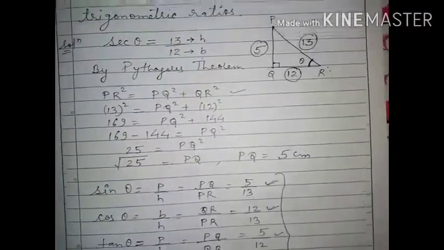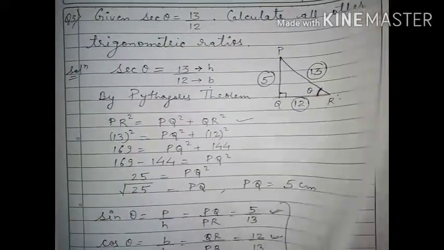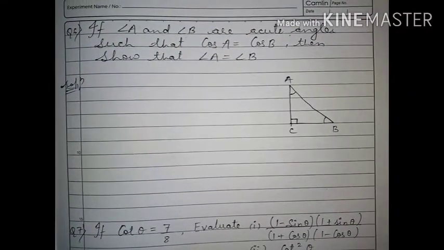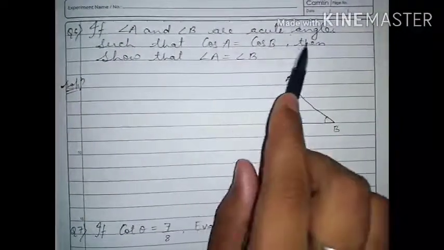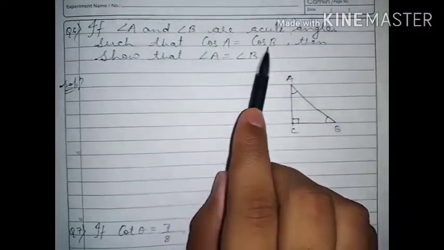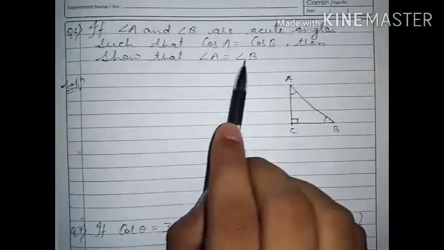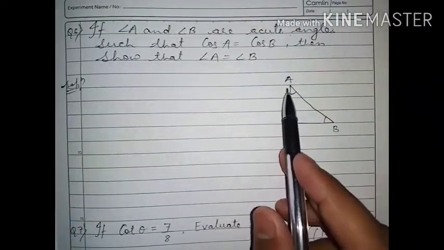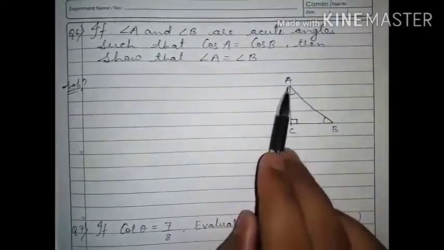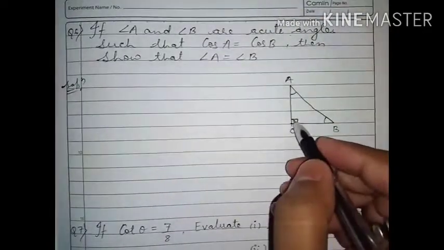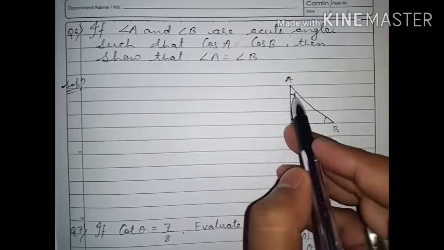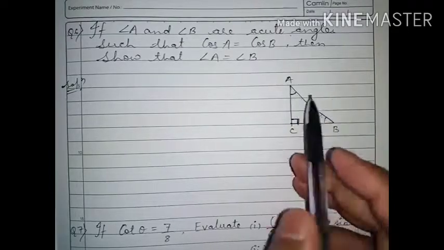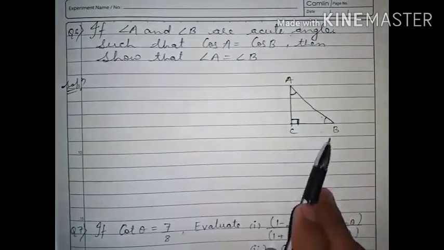Okay, now moving towards the next question, that is question number 6. It is given in the question that if angle A and angle B are acute angles such that cos A is equal to cos B, then show that angle A is equal to angle B. So you have to consider the right angle triangle ABC, in which angles A and B are both acute. This is the 90 degree angle, and the rest two angles are acute. So you will take these two vertices A and B here.